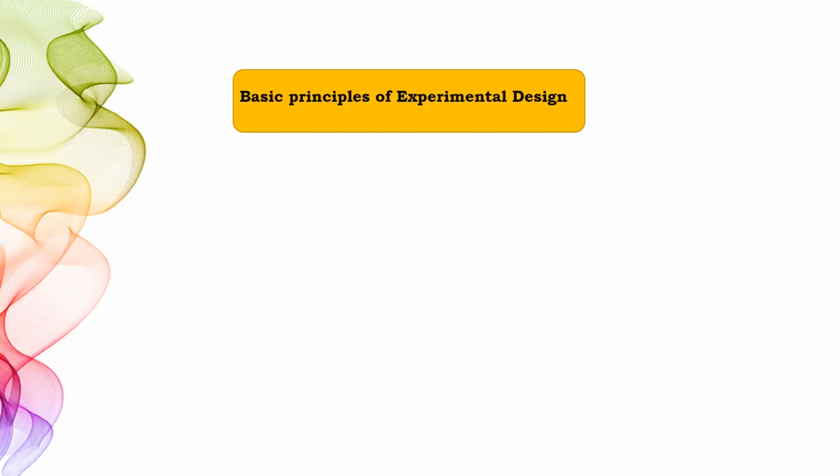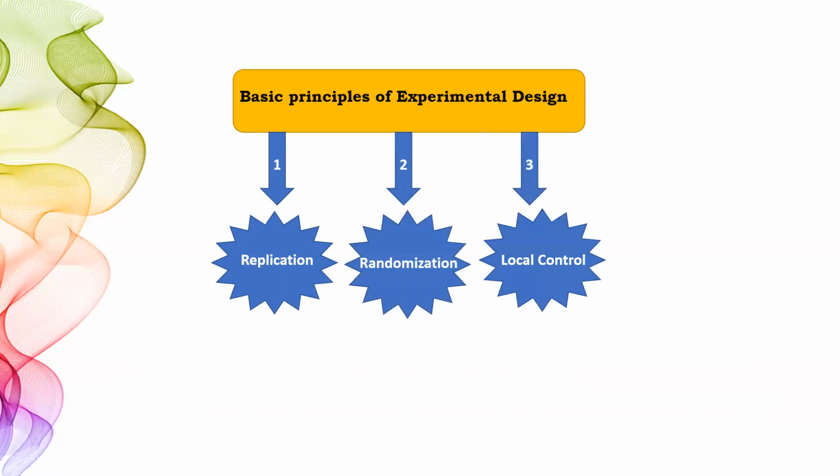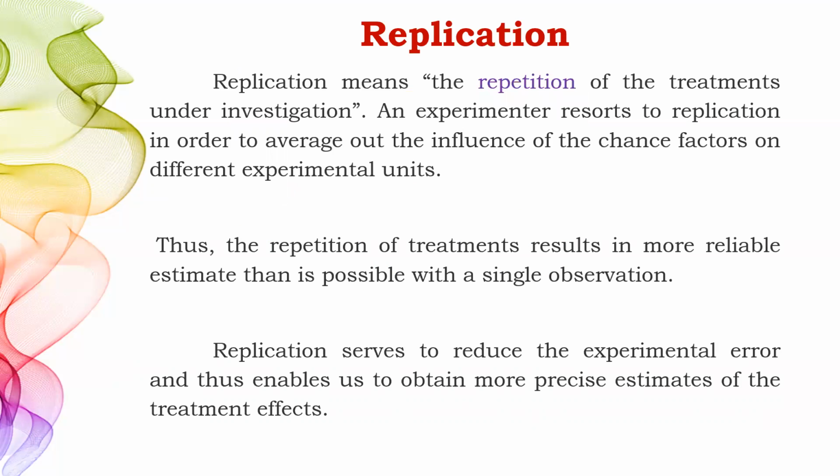Next, we'll see what are the basic principles of experimental design. Here, the three basic principles of experimental design are listed. The first one is replication. The second one is randomization. And the third one is local control. So these are the basic principles of experimental design.